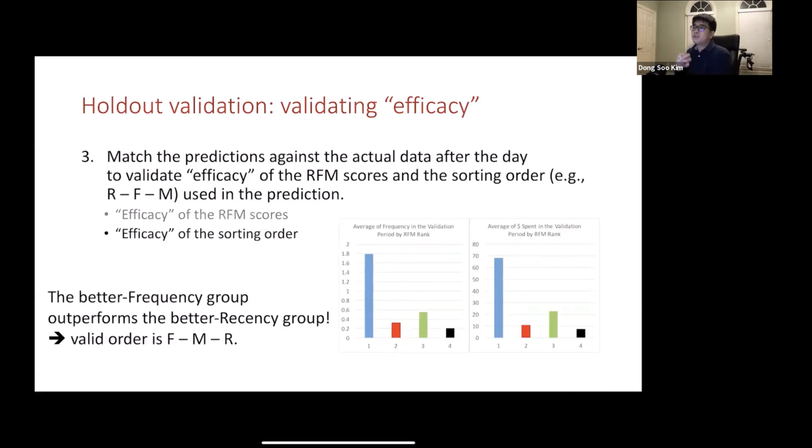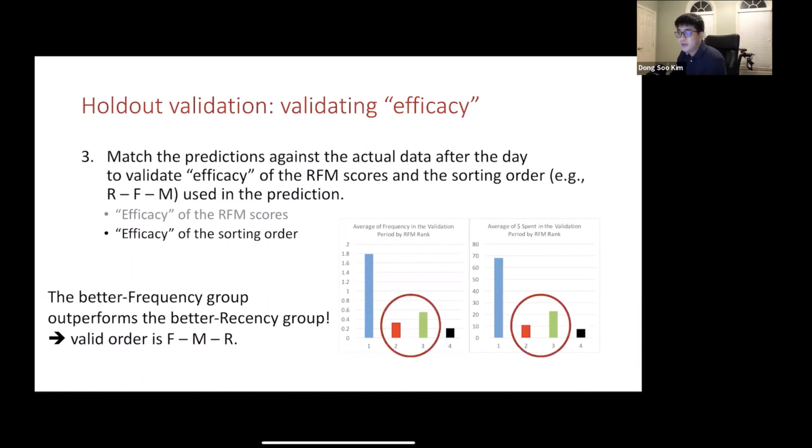Finally, let's look into how correctly we predict customer transaction frequency and net spending in the validation period. That's also about the validation of the efficacy of the sorting order we used. The sorting order we used is RFM, that is, customers were sorted by the recency code first and the frequency code next and the monetary value code last. If this sorting order is valid, customers in a high rank should purchase more and spend more in the validation period.